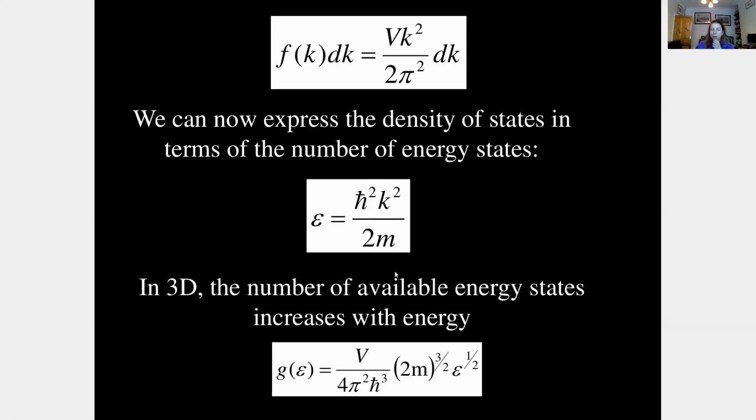So we start off by writing down that the energy is h bar squared k squared over 2m, and I'm going to derive this in case it's not intuitive to you. And then we find out that our density of points in energy space, g of E, is this thing here. It goes as E to the half. Okay, so let's have a go at this.